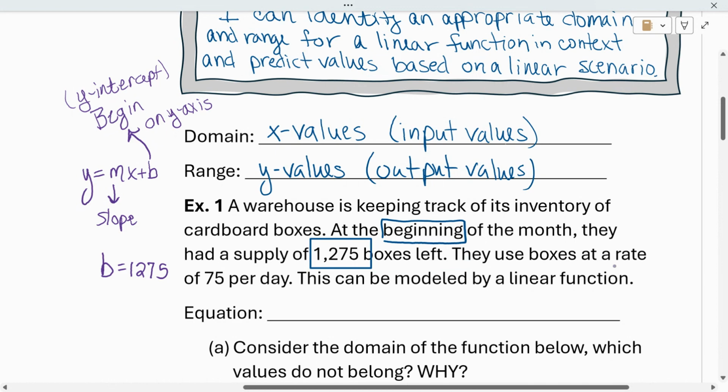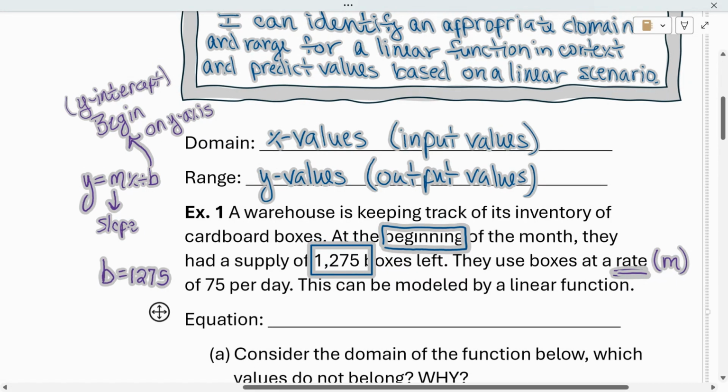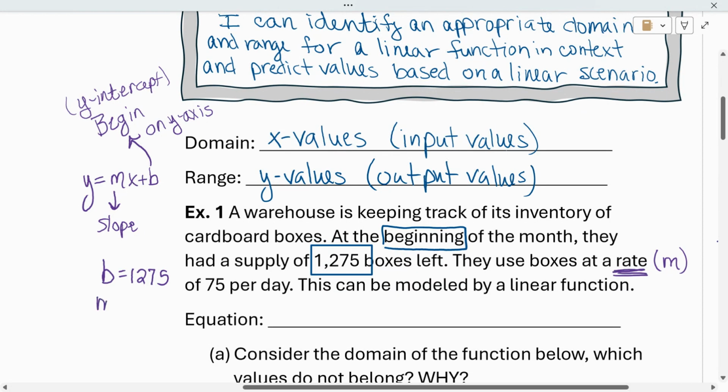We're using boxes at a rate. Look at that word, rate. That means my slope. We're using boxes at a rate of 75 per day. So my slope is going to be 75.